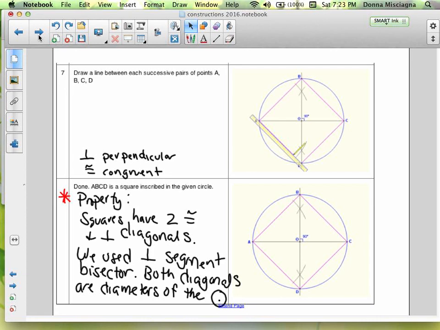And actually, when they're constructing anything where they need rectangles and squares, they're using this exact same method. They're making sure they have perpendicular diagonals. If they have congruent diagonals and they have a quadrilateral, you're guaranteed to have a rectangle. If those diagonals are not just congruent but perpendicular, you're guaranteed to have a square. So we made sure our diagonals are congruent and perpendicular to ensure we have a square.